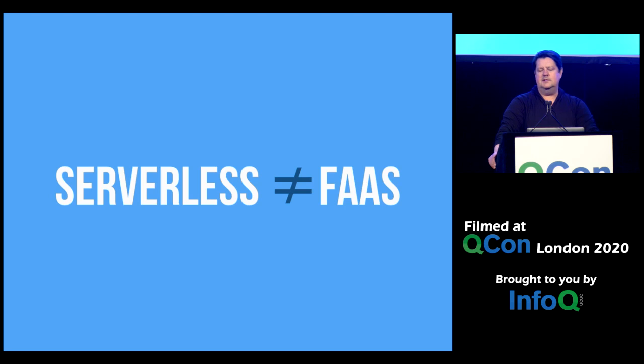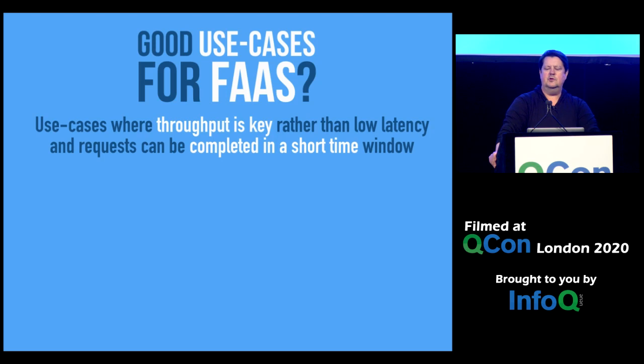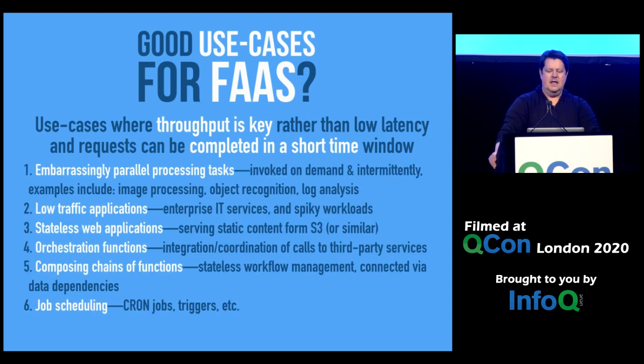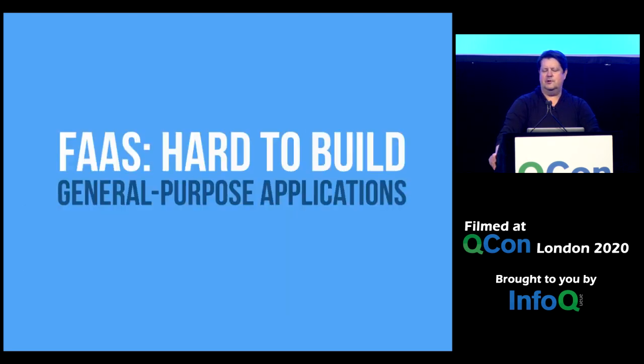But it's important to understand that serverless is not function as a service. They're not equivalent. So what are some good use cases for function as a service? Where throughput is key, short time windows of operations, embarrassingly parallel operations, low traffic, typically stateless web applications. I still would argue that they're not a great fit there because the function is a little bit too granular. Orchestration, chaining, cron jobs, triggers, job scheduling, things like that. But it's hard to build general purpose applications.